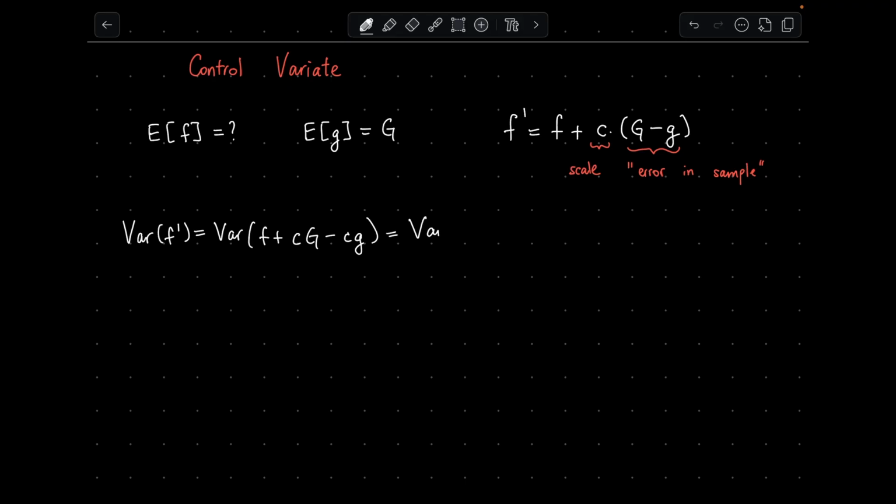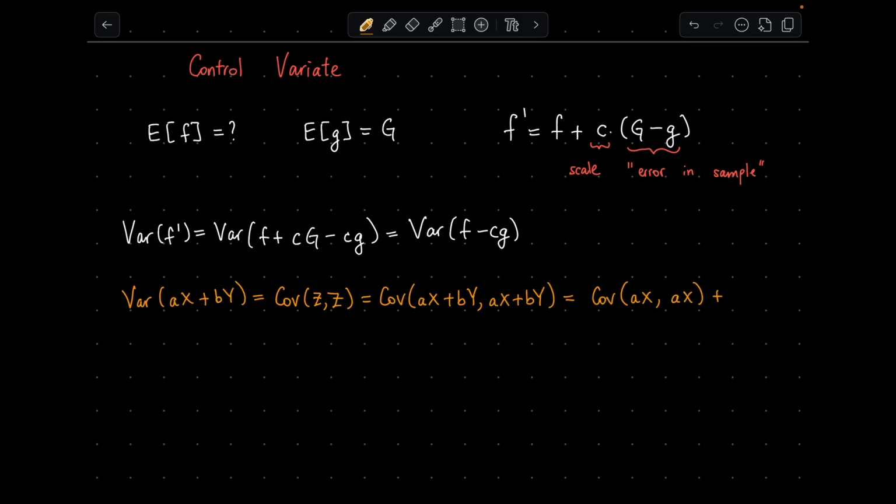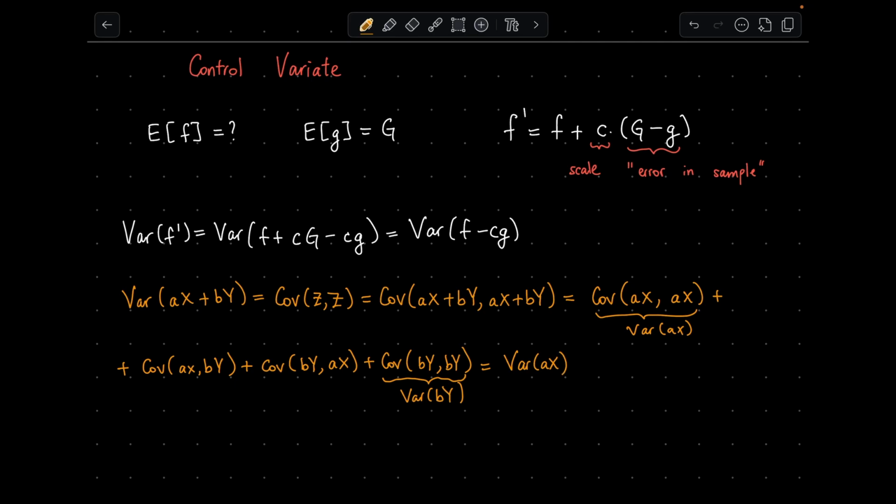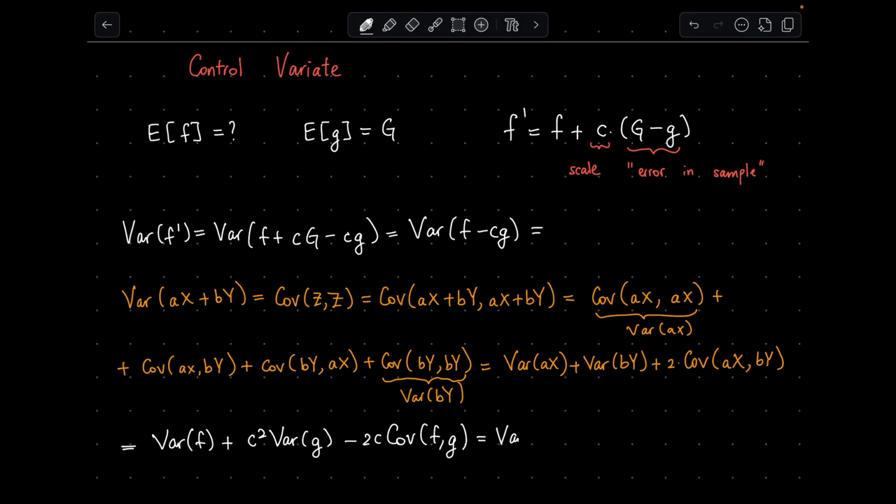As a reminder, let's quickly derive the general expression for variance of this form. This gives us this expression for variance of f prime in terms of the unknown coefficient c.